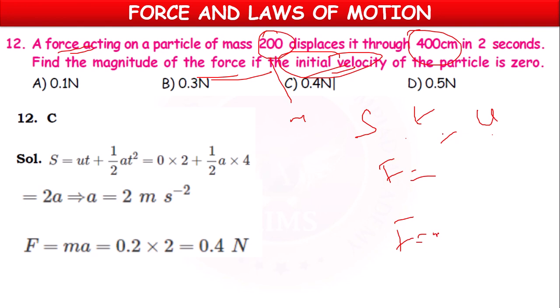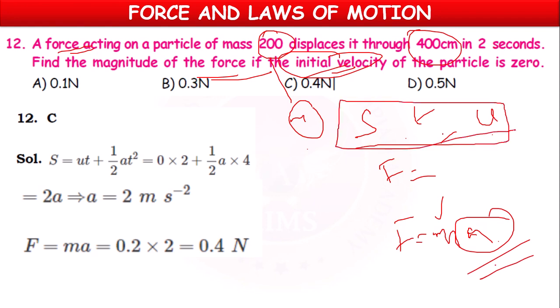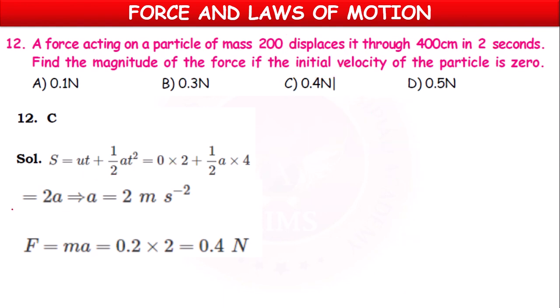But the formula of force is mass into acceleration. We have mass, but there is no acceleration. For finding acceleration, using these s, u, t quantities, we can make use of the formula s equal to ut plus half at square, and with this we have to find the a value first. After finding a, using the formula F equal to ma, we can find the force. So first we have to find the acceleration.